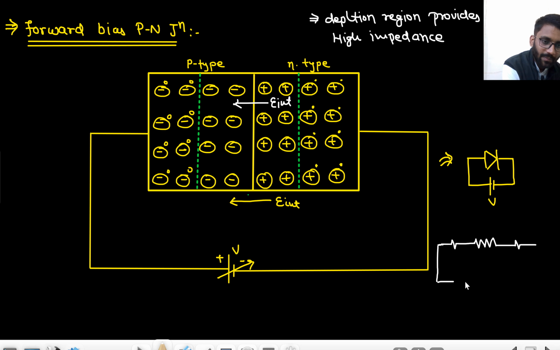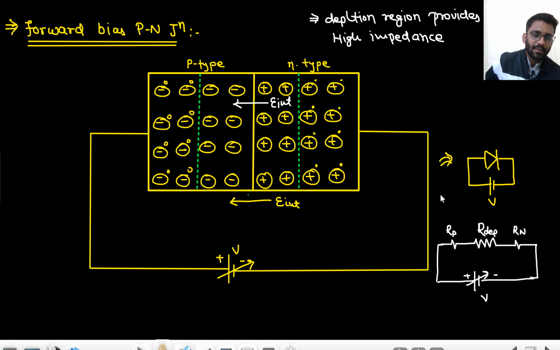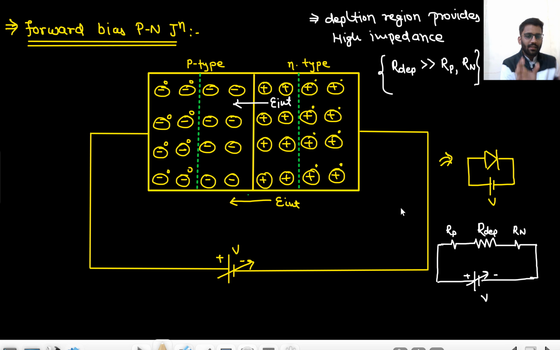And then I apply a battery of V volt. This is the depletion region, so I call its resistance R depletion, and these R P type and R N type. Basically R depletion is much greater than RP and RN. Whatever voltage you apply, since this resistance is more, most of the voltage will go across it. Let's assume you apply 10 volt: 9.9 volt will go there, 0.05 volt will go here and 0.05 volt there. Let's not take the exact example, but most of the potential will go across the depletion region only.